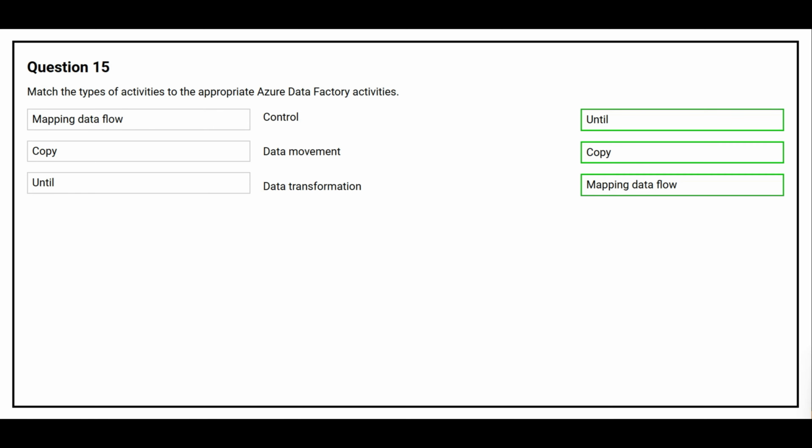Question number 15. Match the type of activities to the appropriate Azure Data Factory activities. The first question is control. The correct answer is until. The second question is data movement. The correct answer is copy. The third question is data transformation. The correct answer is mapping data flow.